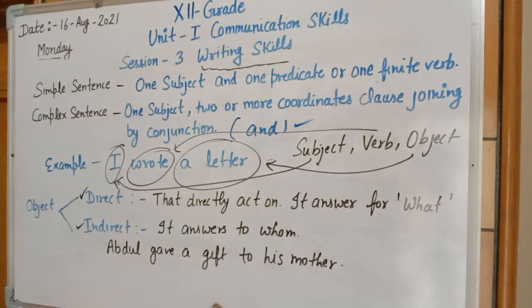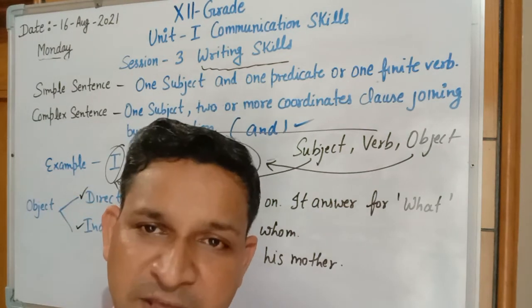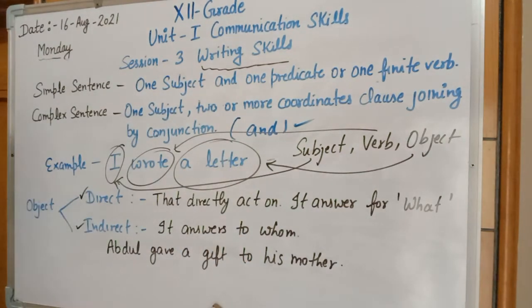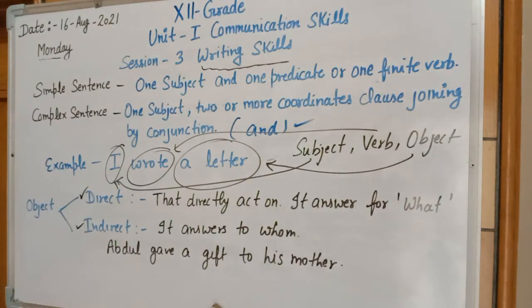Direct object is that which is directly acted upon by something. It means the answer will be what is done. It will answer the question what. While indirect object answers to whom it is applied.